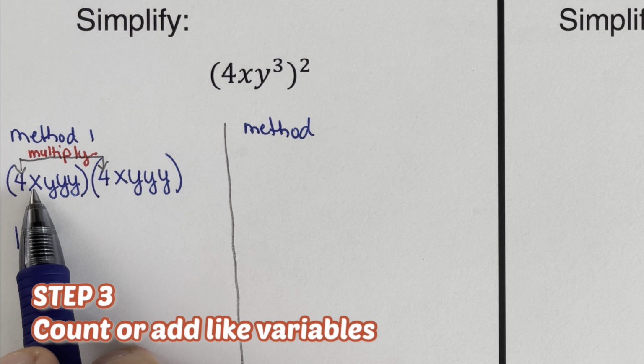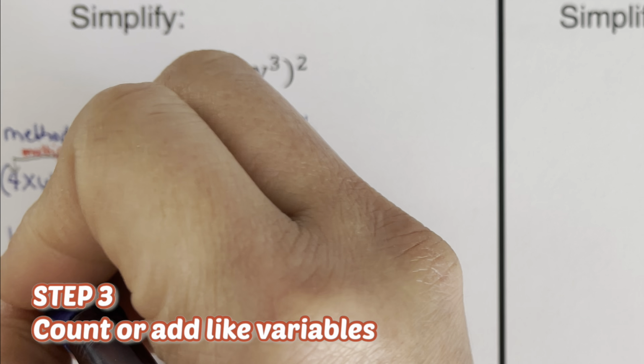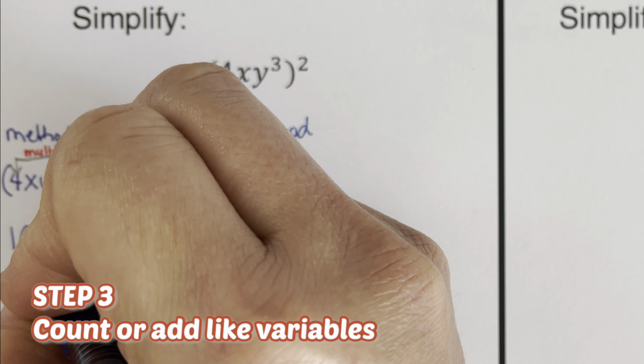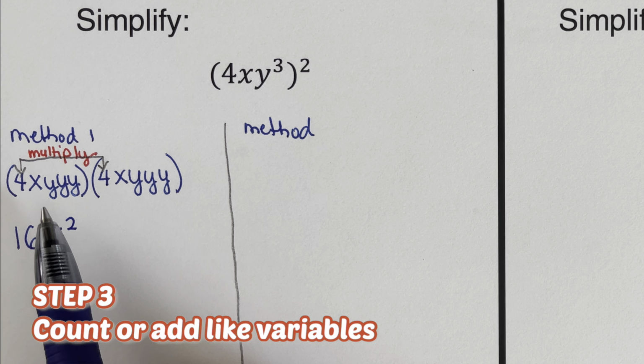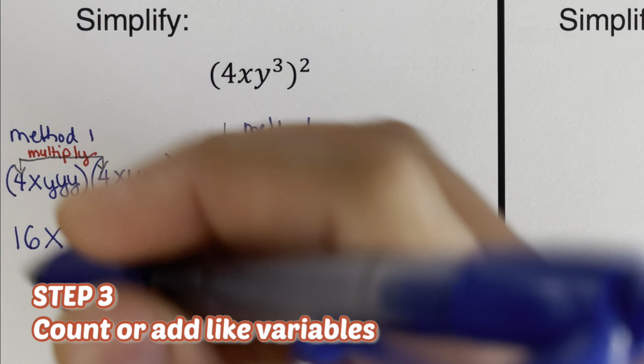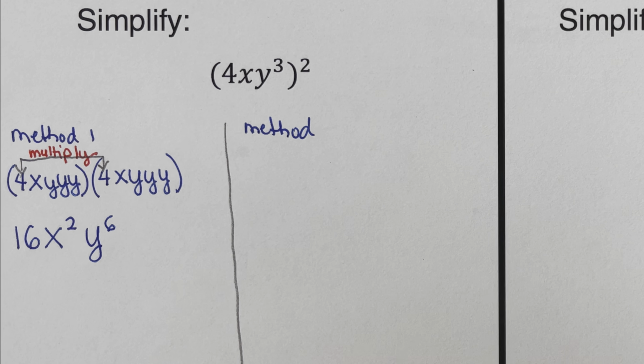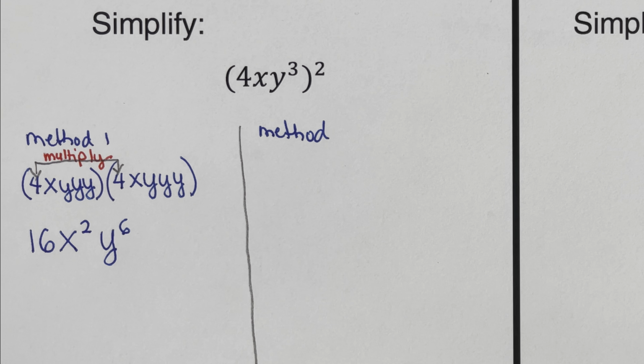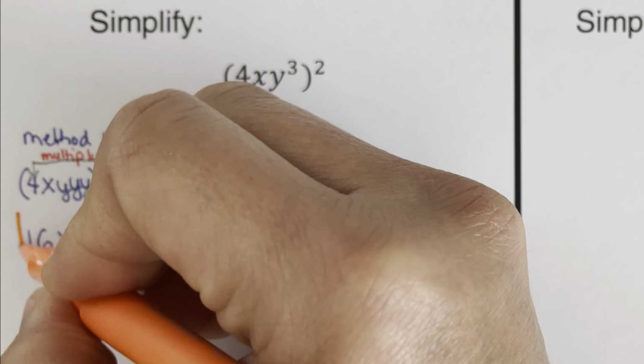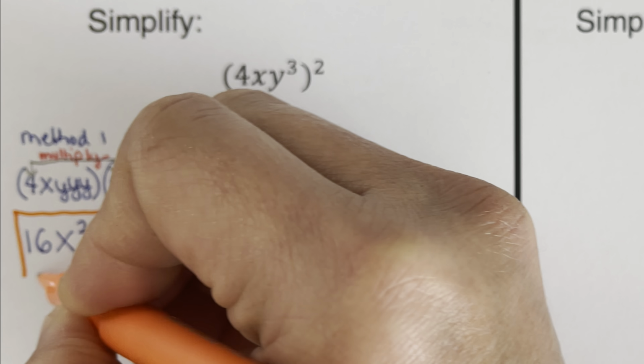So we count the x's. So there's 1, 2. So there's 2 x's. So I can go ahead and write x squared. And then we count the y's. 1, 2, 3, 4, 5, 6. There are 6 y's. So I go ahead and write y to the 6th power. So this is the simplified version of this expression that we have up there.